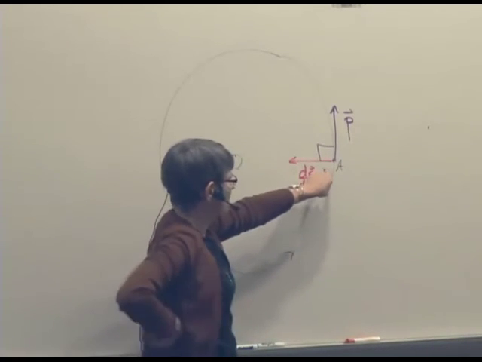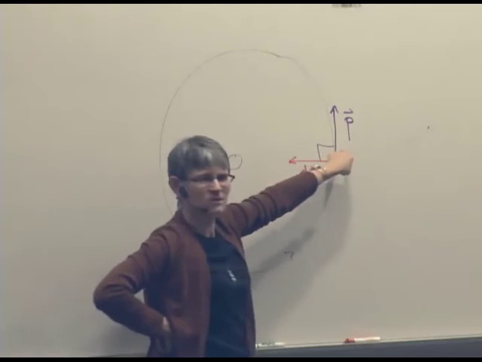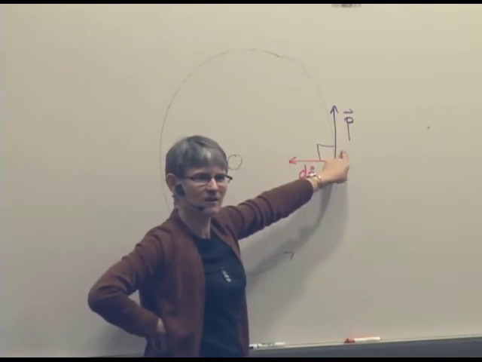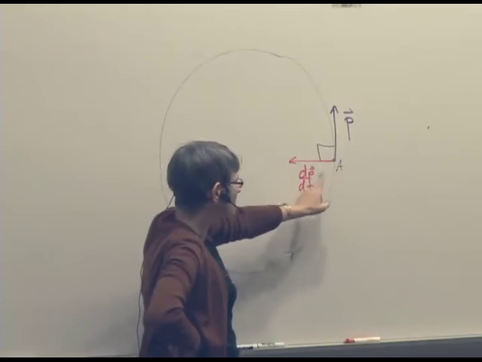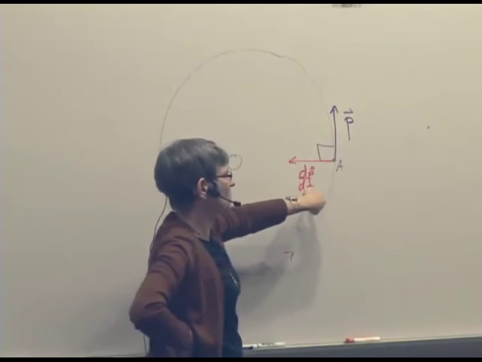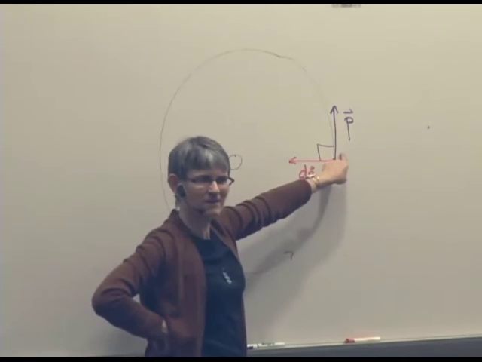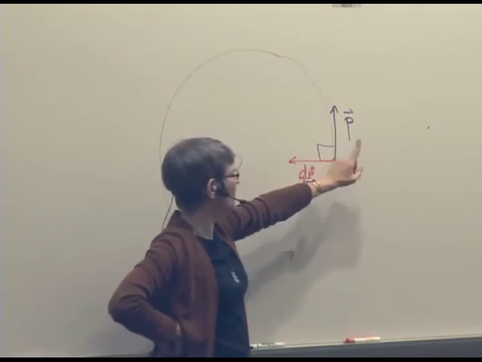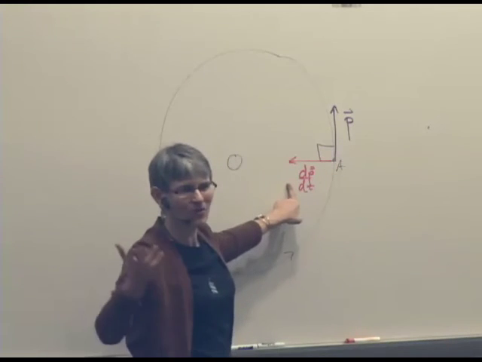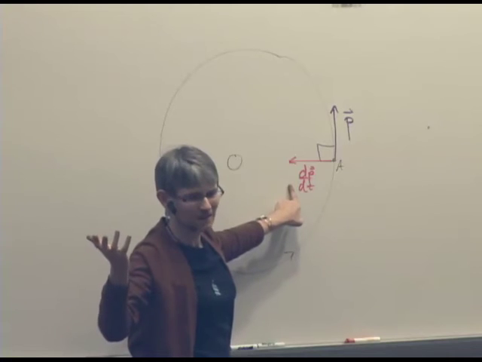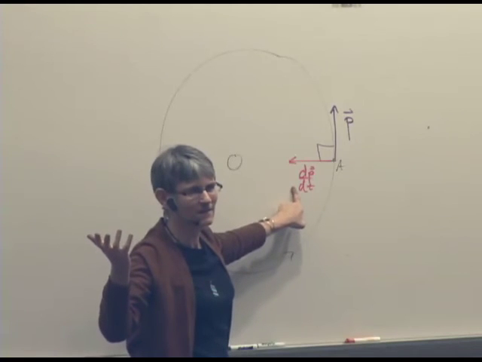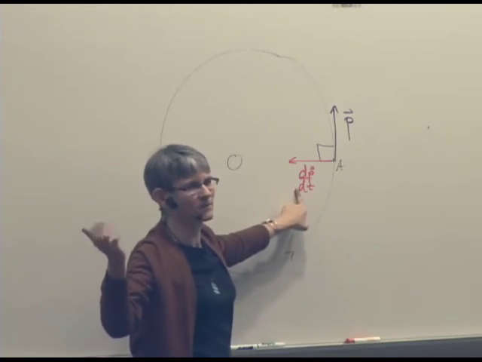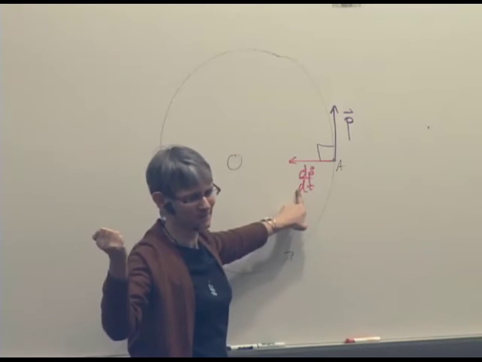So dp dt is perpendicular to P here, right? So what's the magnitude of the component of dp dt that's parallel to P? 0, isn't it? Yeah. Well, the one parallel is 0. The one perpendicular is the whole thing, right? Momentum. That's what we've been talking about all along.